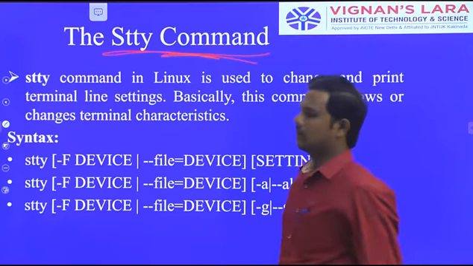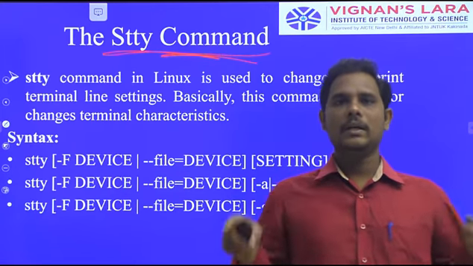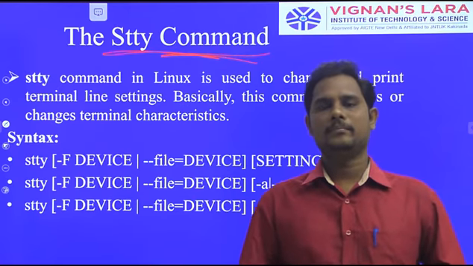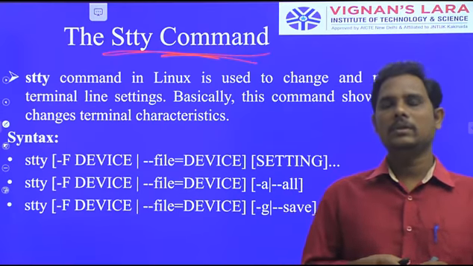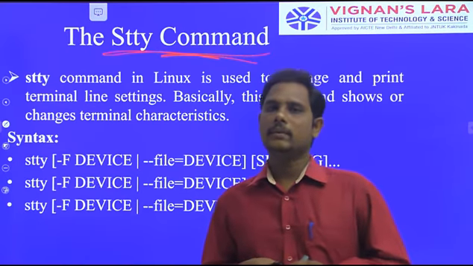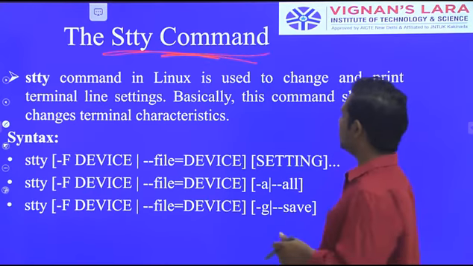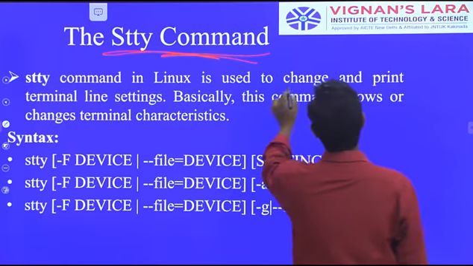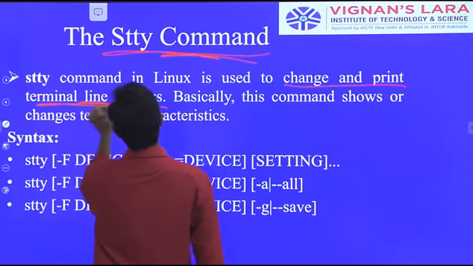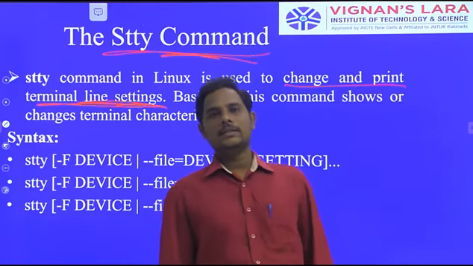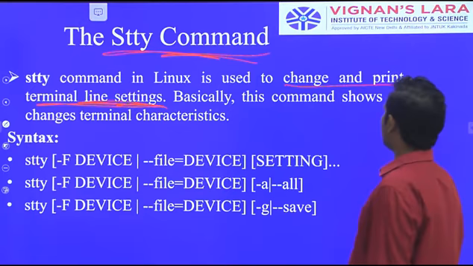The STTY command is mainly used for your terminal settings to be displayed. If you are using a type of terminal, the shell prompt settings will be displayed using the STTY command. The STTY command in Linux or Unix is used to change and print the terminal settings. Print the terminal settings, it will be displayed using the STTY command.